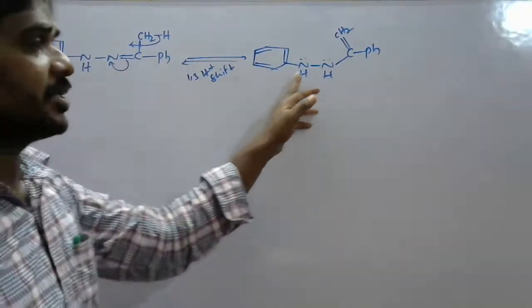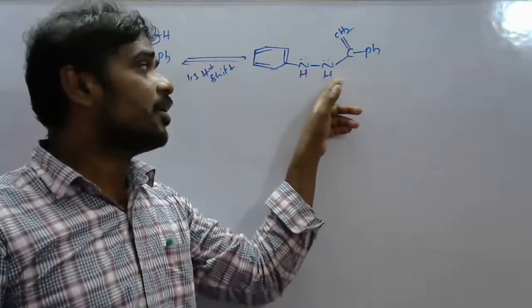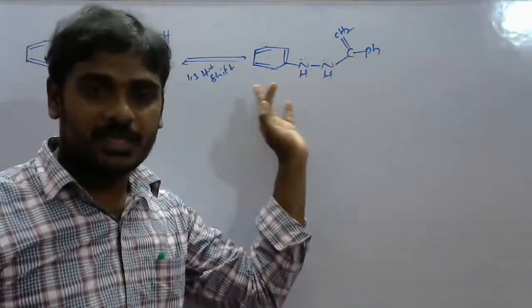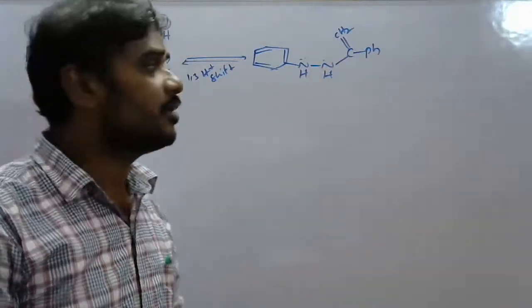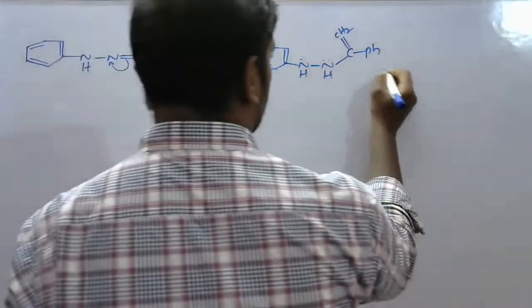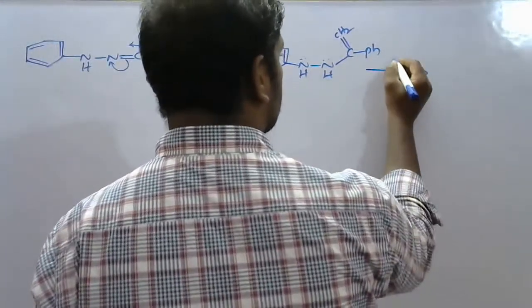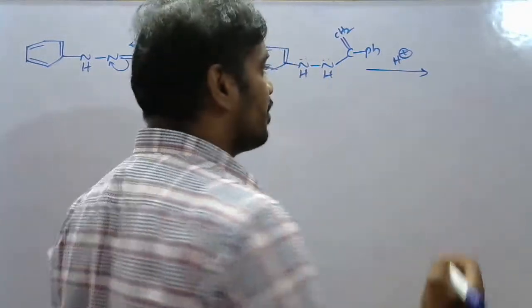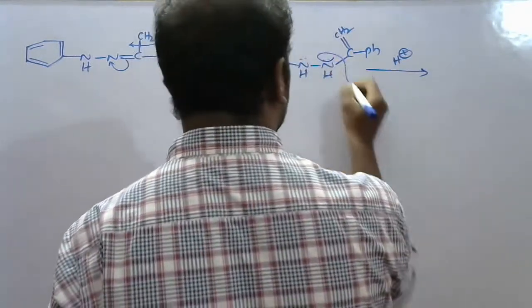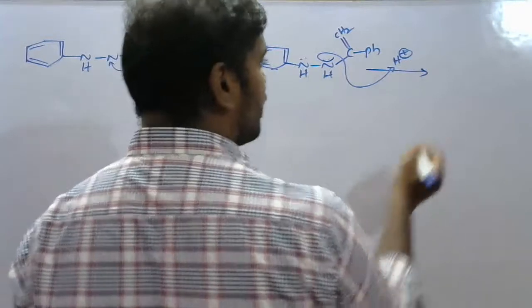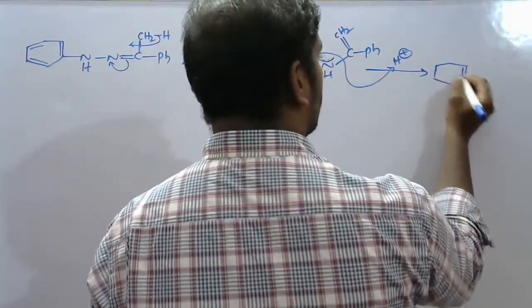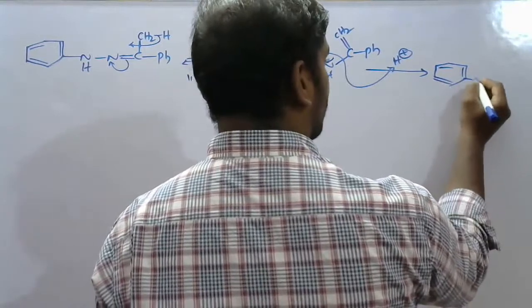Now, to prevent further enamine tautomerization, we use acid. The acid comes from H3PO4 or H2SO4. This proton is taken by the lone pair of electrons. Then what happens? Here we get the protonated hydrazine derivative.